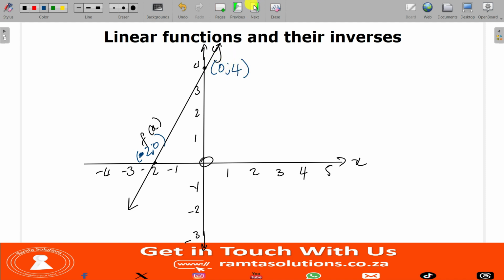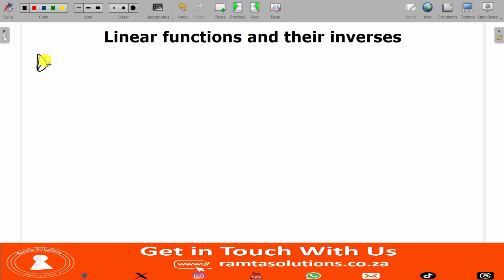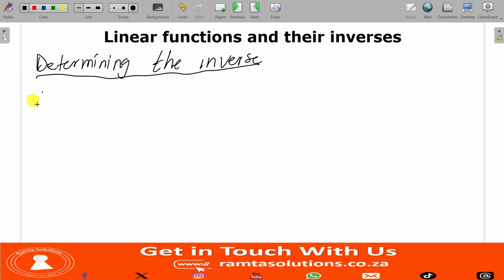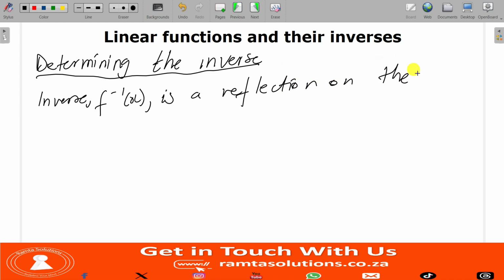Okay. Now let's head to determining the inverse. Let's call the segment here determining the inverse. So an inverse, which we're going to call f to the negative 1 of x, so f inverse if you like, is a reflection on the line y equals x. This means from whatever you know, what was x becomes y, what was y becomes x.